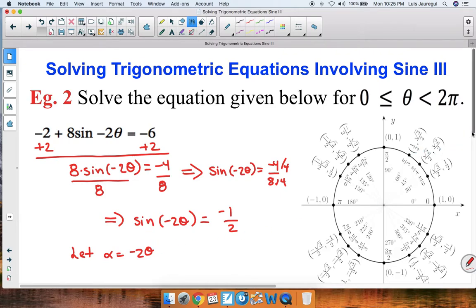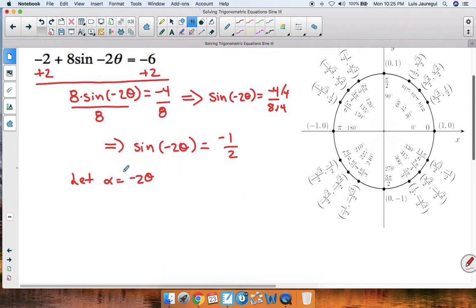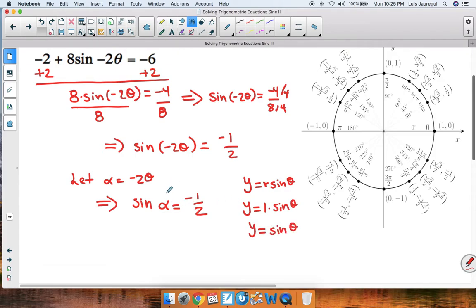Why? Well, our ultimate goal is to solve for theta. However, let's simplify this equation by rewriting it with this substitution as follows. Sine of alpha is equal to negative 1/2. Now, using this and the fact that y is equal to r sine of theta, and that we're dealing with the unit circle which has a radius of 1, we have that y is equal to 1 times sine of theta, or simply y equals sine of theta, we can figure out what is the angle or the angles alpha that will have a y coordinate of negative 1/2.